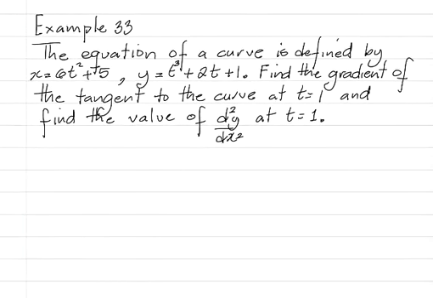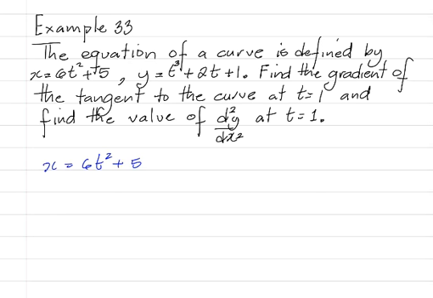It says the equation of a curve is defined by x is equal to 6t squared plus 5, and y is equal to t cubed plus 2t plus 1. We're to find the gradient of the tangent to the curve at t is equal to 1 and find the value of d2y by dx squared at t is equal to 1.